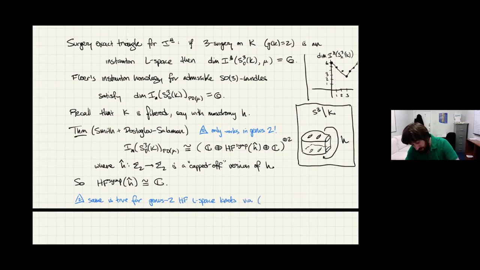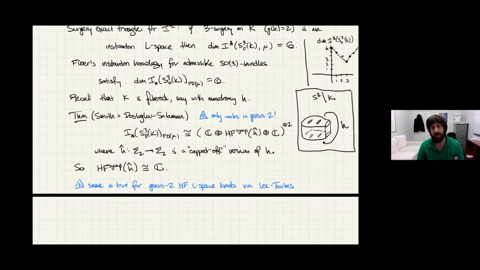Via work of, in this case, work of Zhenkun Li and Cliff Taubes, where they prove that Heegaard Floer homology of zero surgery in some spin^c structure looks like the periodic Floer homology of the monodromy. And their theorem doesn't actually apply in genus 2, so you need a little trick to make it work. But everything I'm saying applies equally well in either theory. Okay.